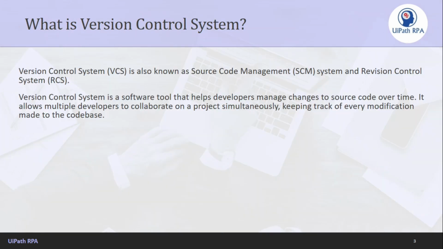Now let's understand what is version control system. Version control system is also known as source code management system and the revision control system. Version control system is a software tool that helps developers manage changes to the source code over the time. It allows multiple developers to collaborate on a project simultaneously, keeping track of every modification made to the code base.